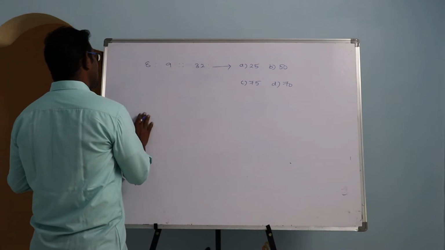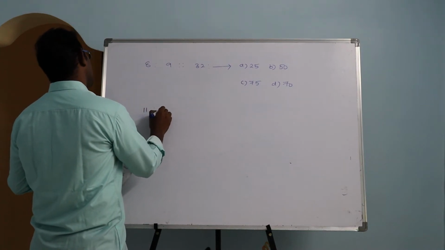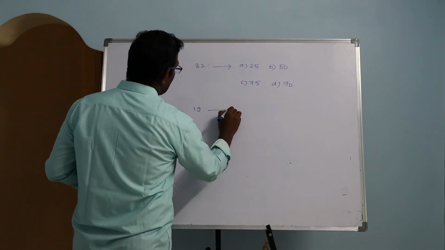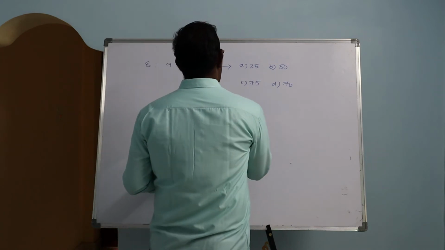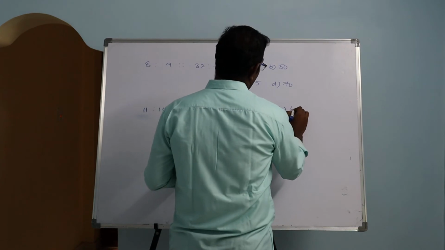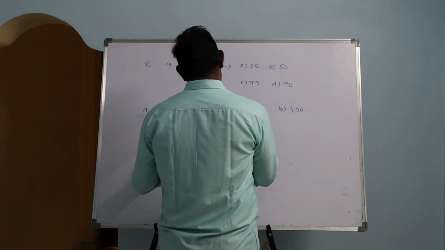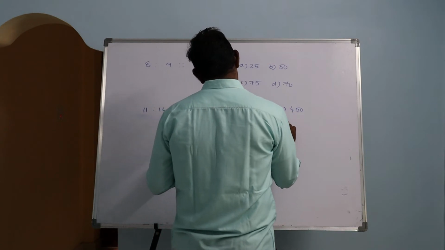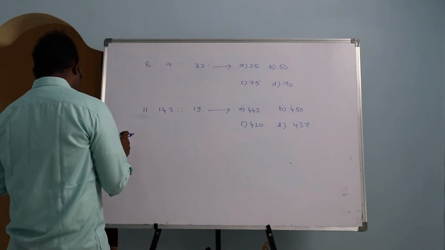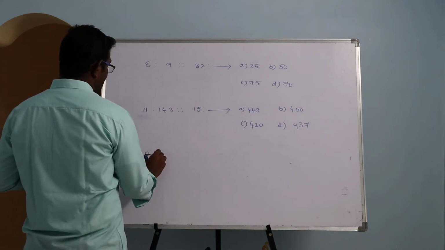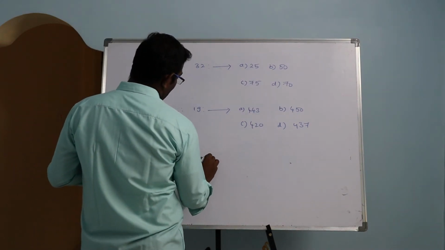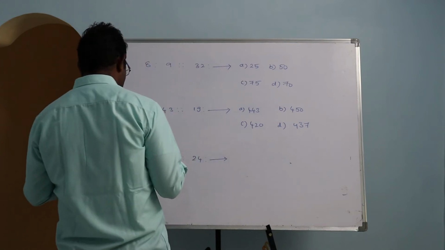11 is related to 143 as 19 is related to dash. Option A is 443, option B is 450, option C is 420, option D is 437. Next bit, sir. 8 is related to 36 as 24 is related to dash.